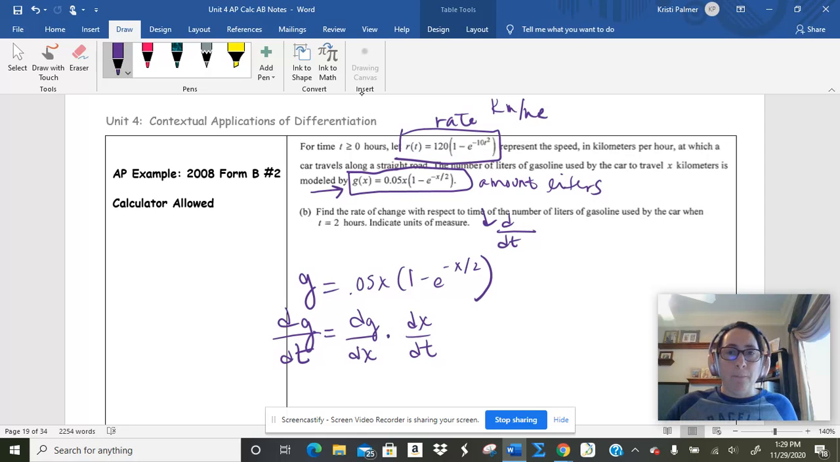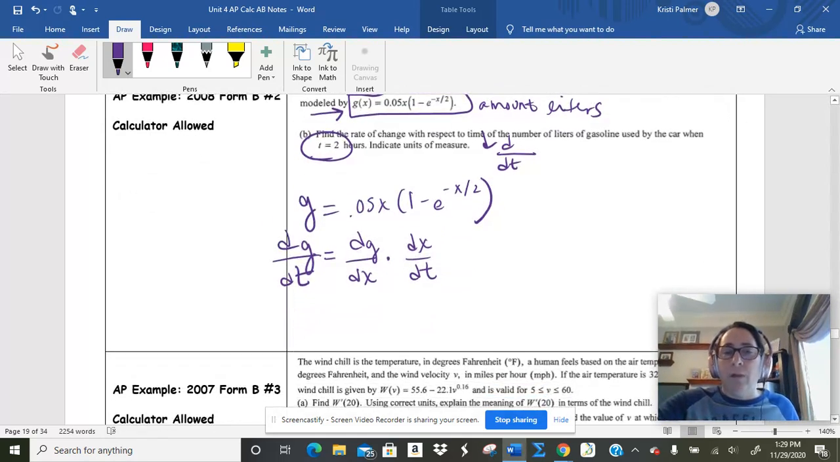So right now, all I did was say the dx's would cancel out and I'd have my dg dt. Because I'm trying to plug in this t equals 2 hours, and you see how I won't be able to do that with the g? I can't plug in a t. All I have are x's. So this is where we have to use this little trick of breaking up the differentials.